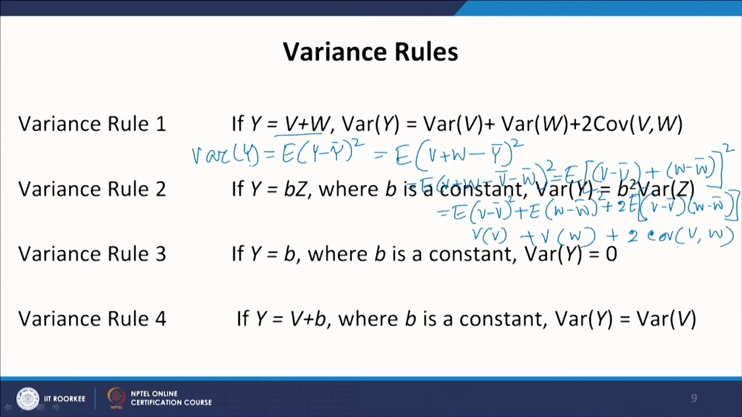And the last variance rule, rule 4, is if y equals v plus b, where b is constant and v is a variable, then variance of y equals variance of v. B is actually removed. The reason is, again, very simple: b here is constant, it does not have any variation in it, and as a result variance of y becomes variance of v. B will not have any covariance also with either y or v. The reason is that b is constant, right.